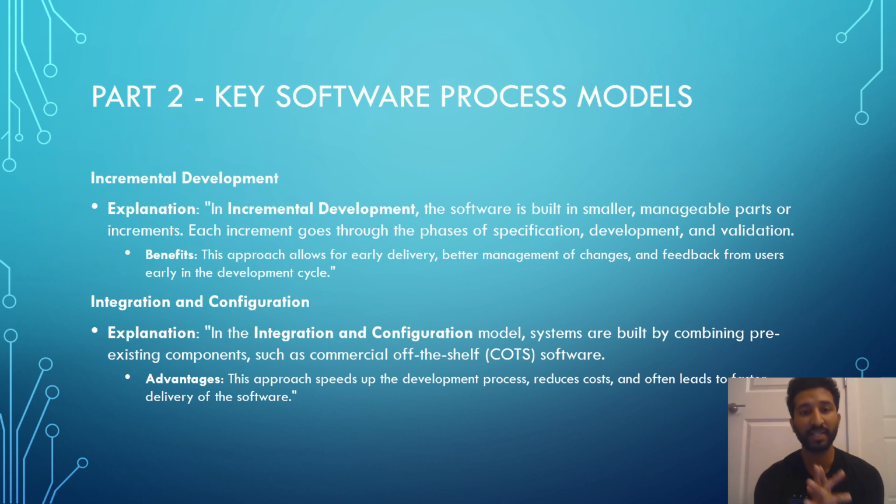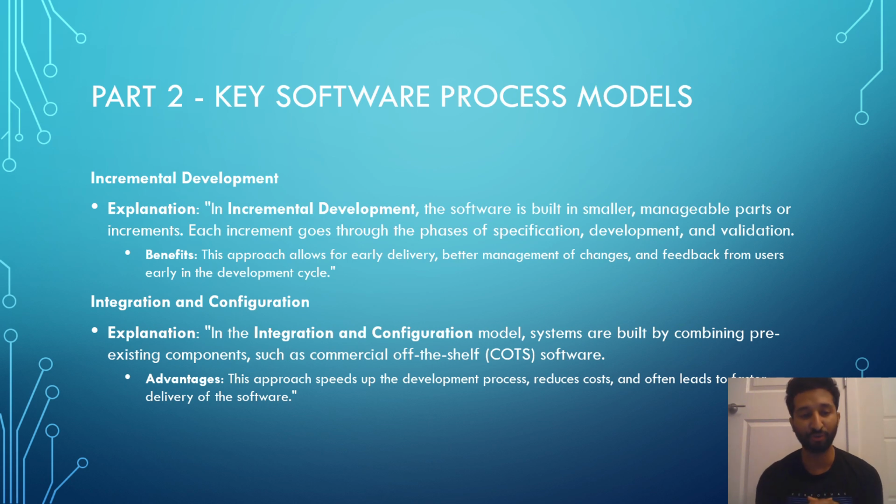Okay, and the process models I will explain next are incremental development and integration and configuration. These two will be the major software process models. In incremental development, the software is built in small manageable parts, or increments. Each increment goes through the phases of specification, development, and validation. The benefits: this approach allows easier delivery, better management of changes, and feedback from users early in the development cycle.